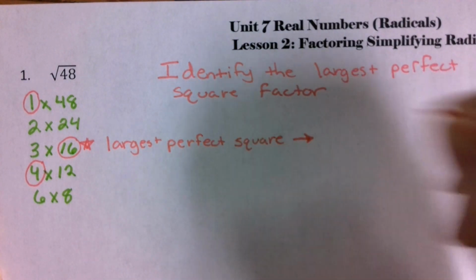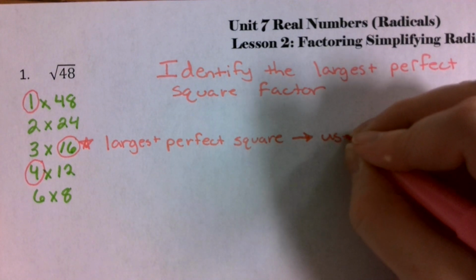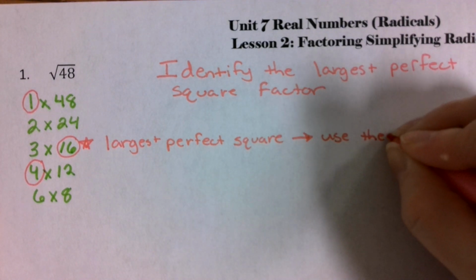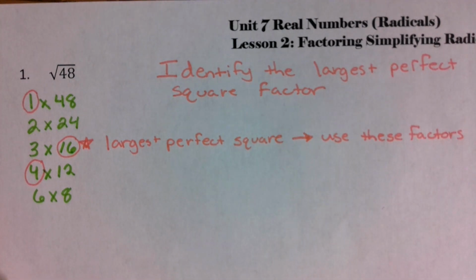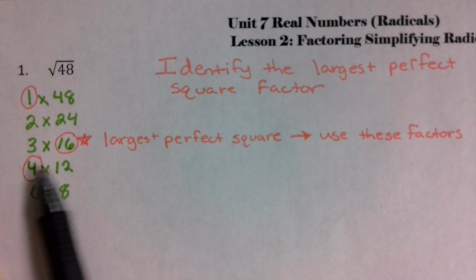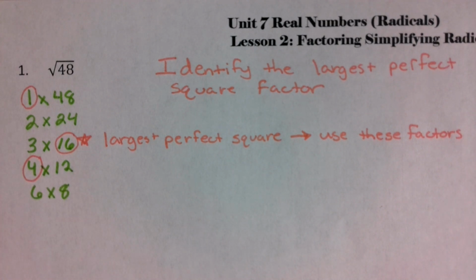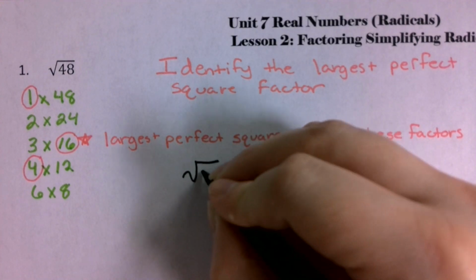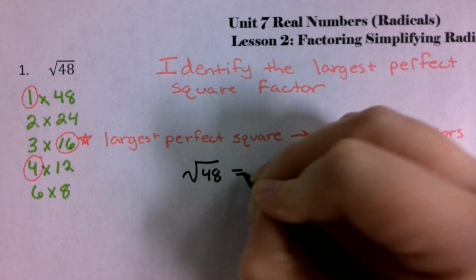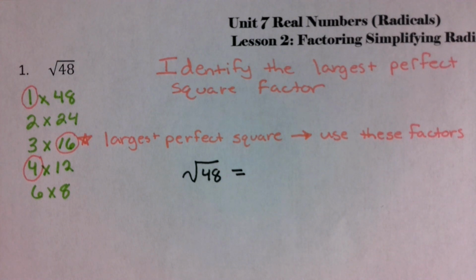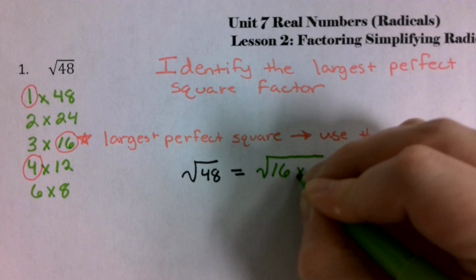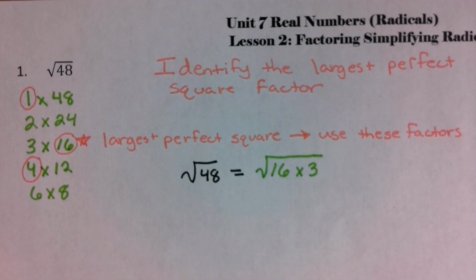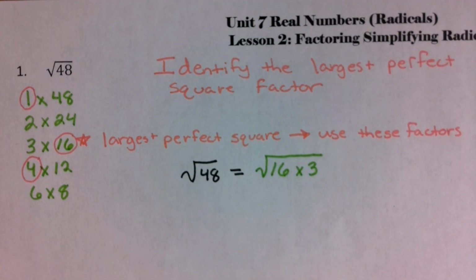So that means we're going to use these factors. We're going to use 3 times 16 as the two factors of 48. So when I'm looking at this square root of 48, I'm going to break it apart as the square root of 16 times 3, because 16 times 3 is equal to 48.